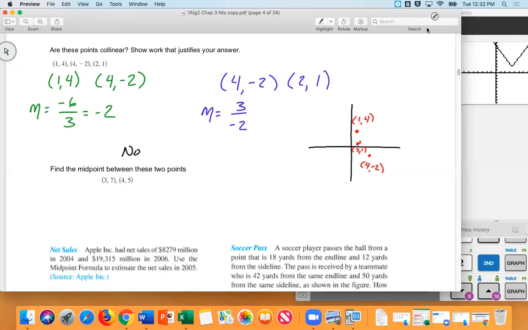Okay. Watch this. What's in the middle of 3 and 4? 3.5. What's in the middle of 7 and 5? 6. Guess what you just found? The midpoint. Now, it's not always that easy, right? But this is all we're doing. We're simply doing 3 plus 4 divided by 2, 7 plus 5 divided by 2. We're finding the average of my two endpoints.